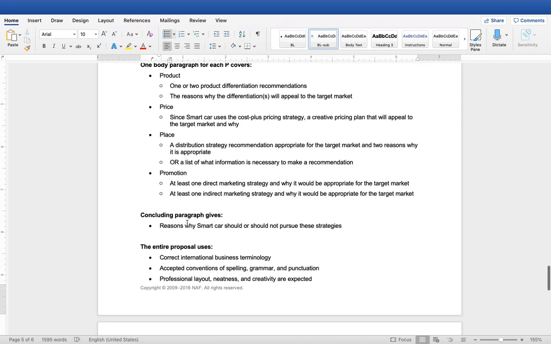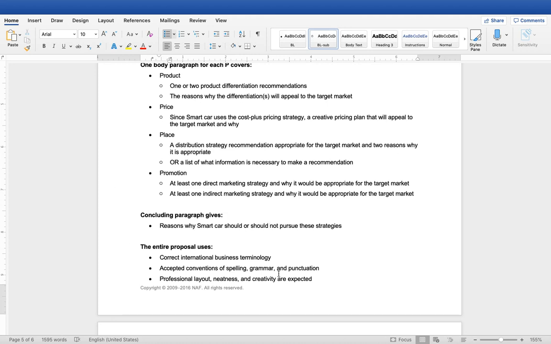And to end, you're going to include a conclusion paragraph explaining the reasons why Smart Cars should or should not pursue these strategies. So, why are the strategies that you recommended the best? Why should they pursue those strategies? Why should they not pursue certain strategies? Maybe you decided that they are not going to use the cost-plus pricing strategy that Smart Car currently uses. Well, why not? Why should they change and use something different than what they are accustomed to? So explain that in your conclusion paragraph.